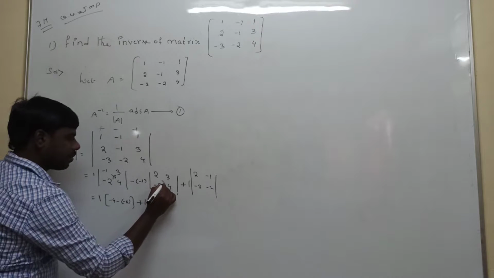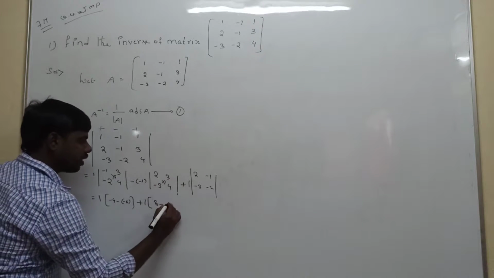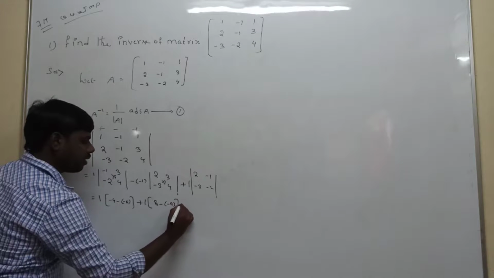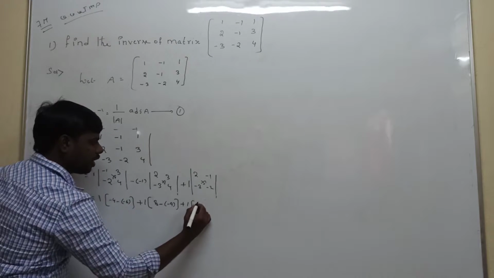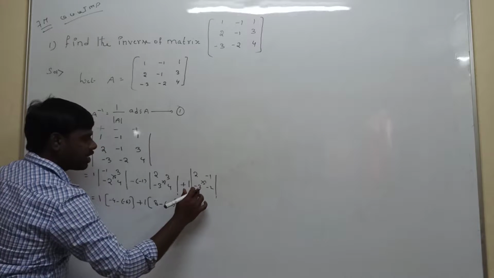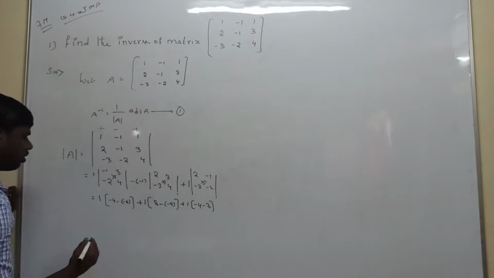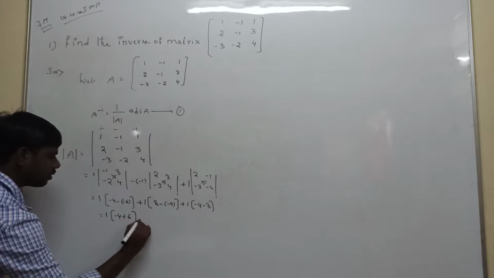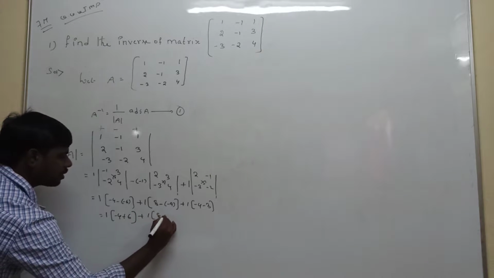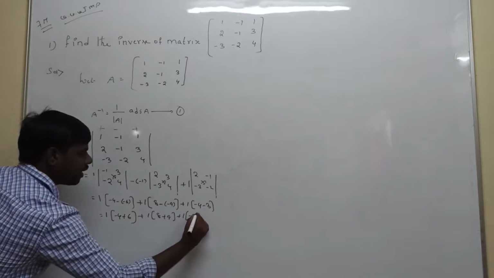Here also apply the cross multiplication method: 2 into 4 is 8, minus 3 into 3 is minus 9, plus 1. Here also apply cross multiplication: 2 into minus 2 is minus 4, minus 3 into minus 1 is plus 3, plus into minus is minus 3. So now 1 into minus 4 plus 6, plus 1 into 8 plus 9, plus 1 into minus 4 minus 3 is minus 7.